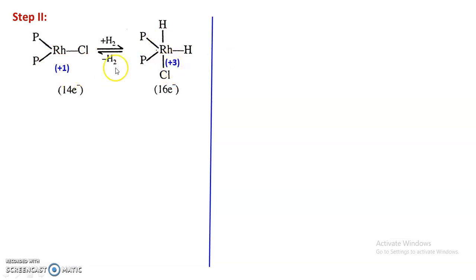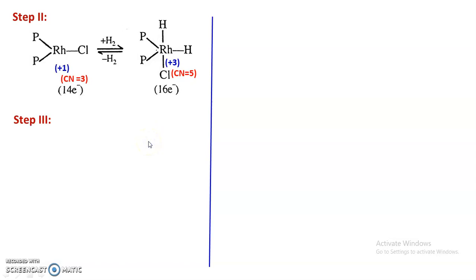So the tri-coordinate complex is converted into a pentacoordinate complex. The coordination number increases by 2, and even the oxidation state of rhodium increases by 2. Here the oxidation state of rhodium is +1, and in this 5 coordinate complex its oxidation state is +3. The coordination number here is 3 because 3 monodentate ligands are attached, and on the product side there are 5 ligands, so the coordination number is 5. So this is the second step.